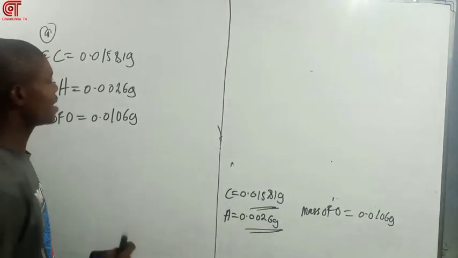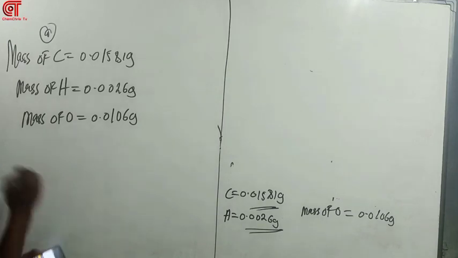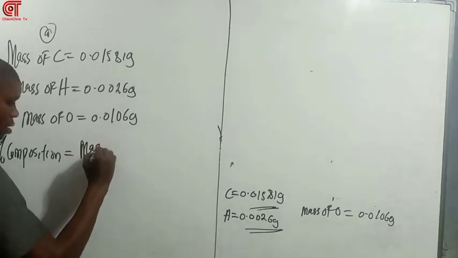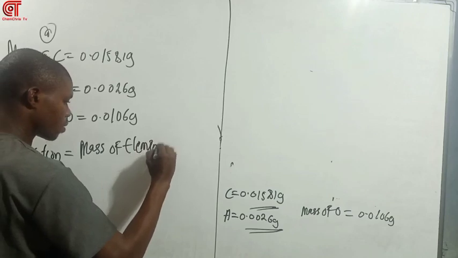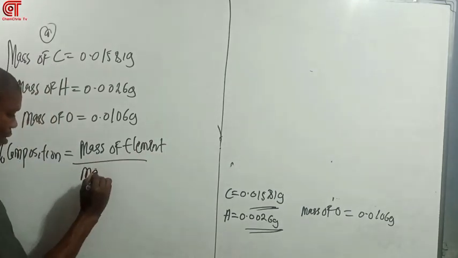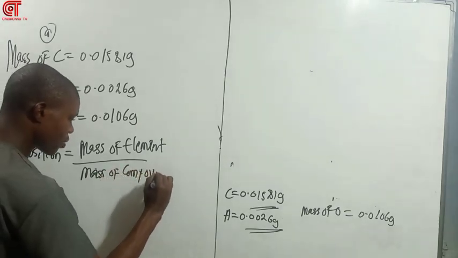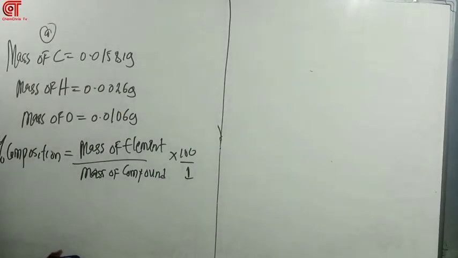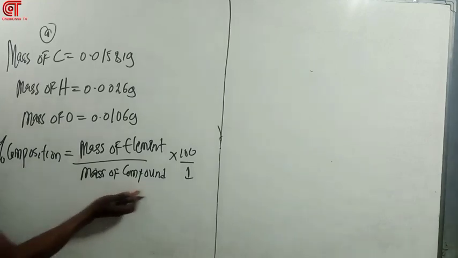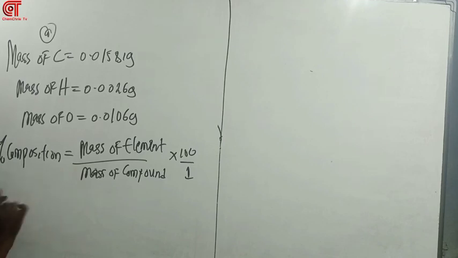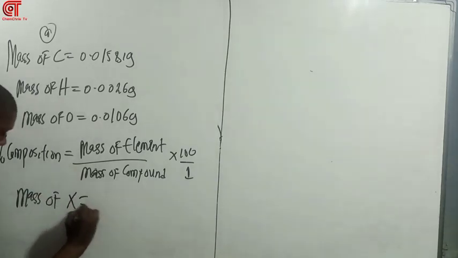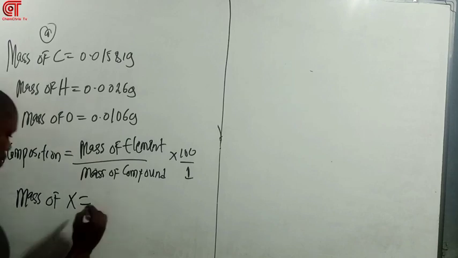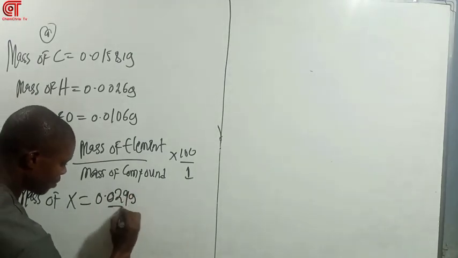B says to calculate the percentage composition. So percentage composition equals the mass of the element over the mass of the organic compound, times 100 over 1. Remember, the mass of X given to me was 0.029 gram. Do you get that?